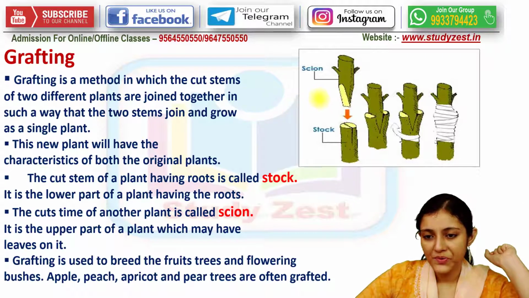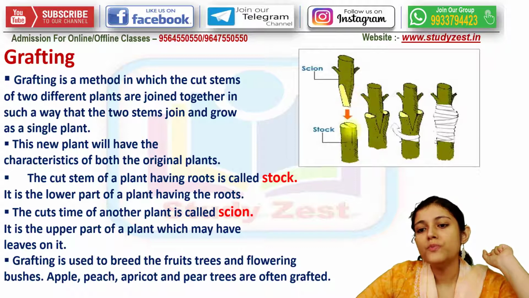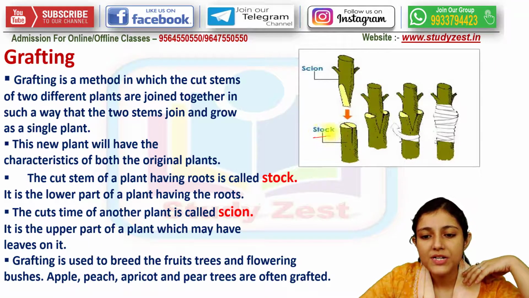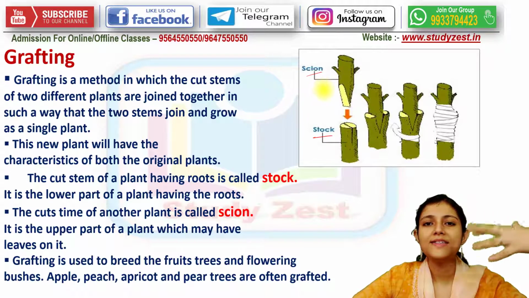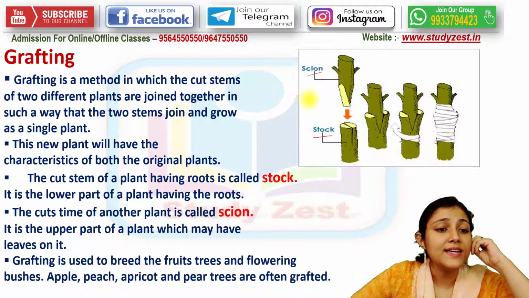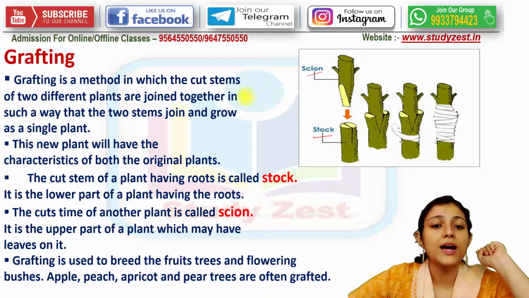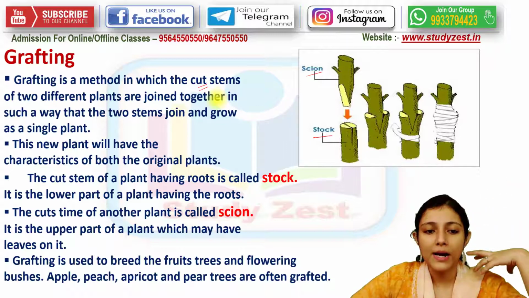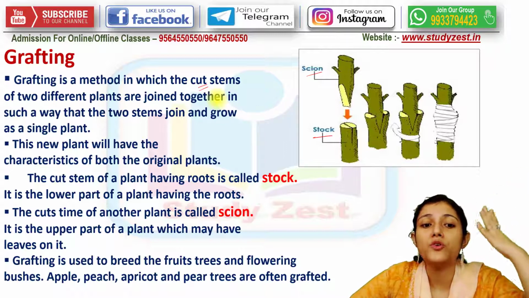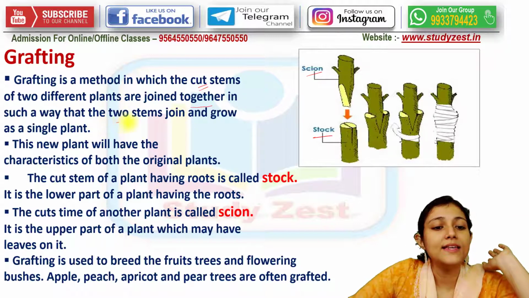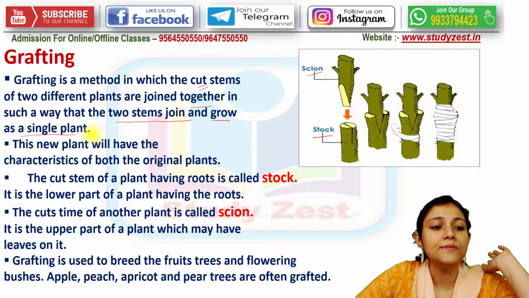So in this picture you can see that there are two plant parts, right? One is written stalk, one is scion. So what is it? Let's discuss in detail. Grafting is a method in which the cut stems of two different plants are joined together in such a way that these two stems join and grow as a single plant.